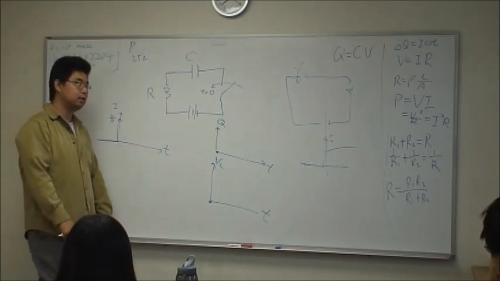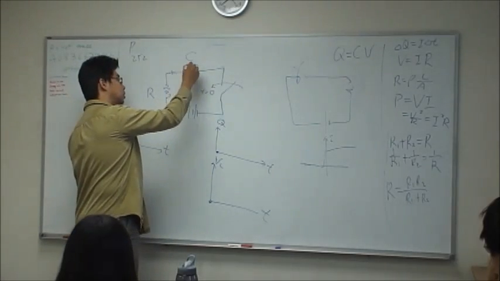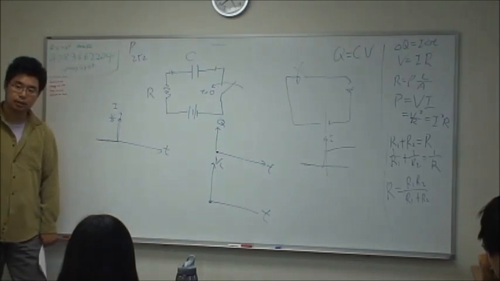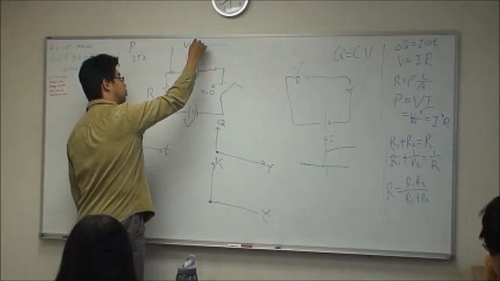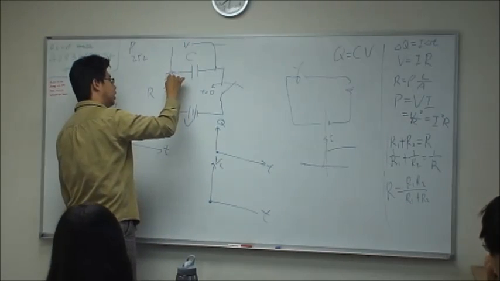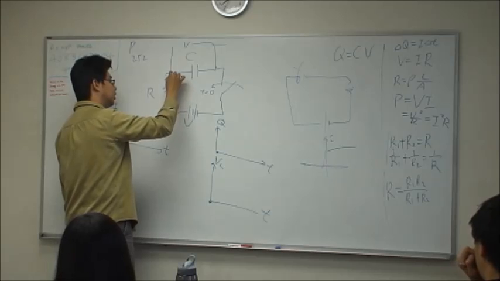When it's fully charged, what's the voltage across this capacitor? If this is V, the capacitor voltage will be exactly the same as V, or the current I will go to 0 at infinite time.